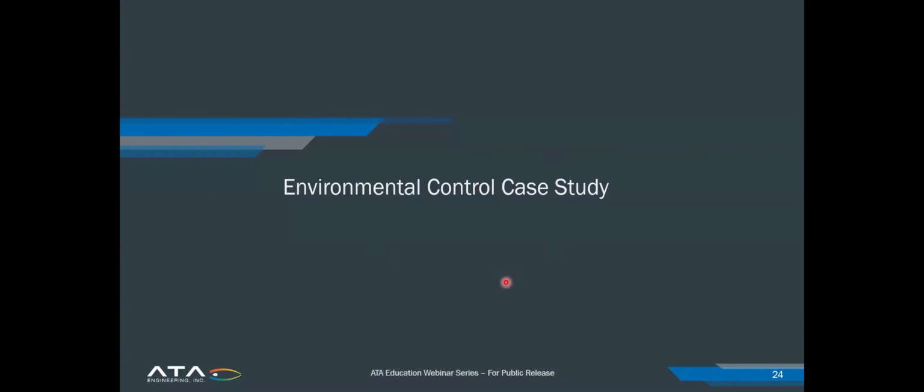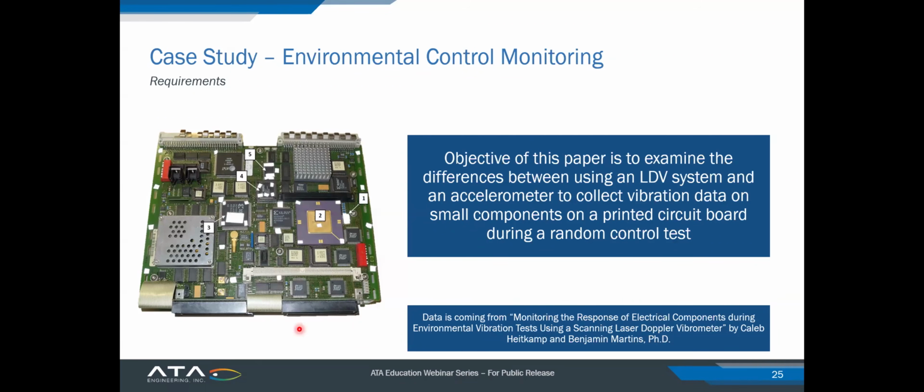So now we'll look at the environmental control case study. Right here, we've got this PCB circuit board. This is coming to us from a paper from some of my colleagues, Caleb Heitkamp and Ben Martins, Monitoring the Response of Electrical Components During Environmental Vibration Tests, utilizing a scanning laser Doppler vibrometer. The objective of this paper was to measure the difference between using a laser vibrometer system and an accelerometer to collect the vibration data on these small components on this PCB during a random control test.